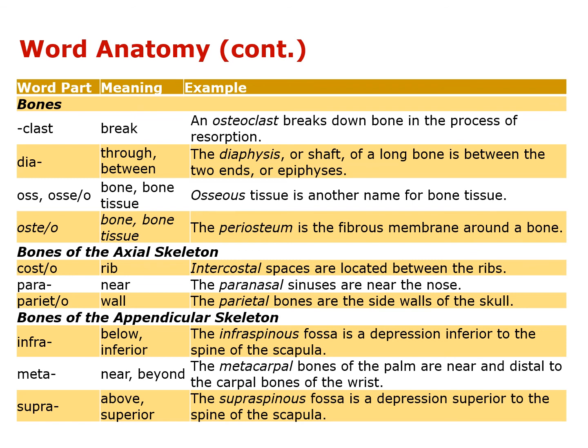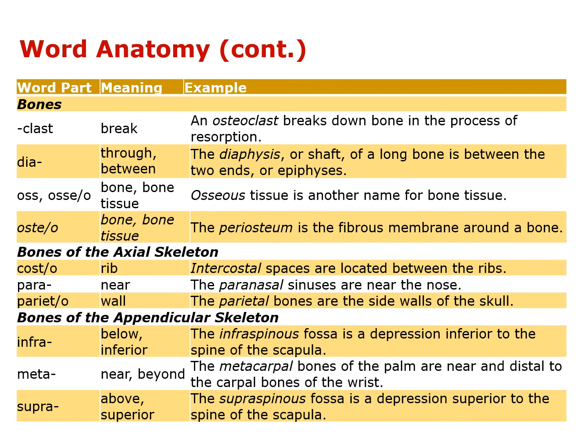For the bones of the axial skeleton, some terms we found: costa or costo means rib. So intercostal spaces are between ribs. Costal cartilage connects ribs to the sternum. Para means near, and paranasal sinuses are located near the nasal cavity or the nose. Parieto means wall, and parietal bones are the side walls of the skull.